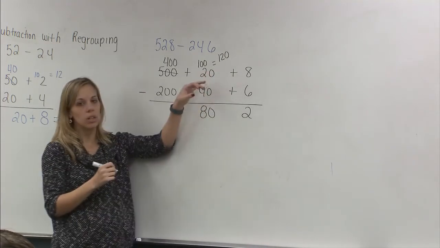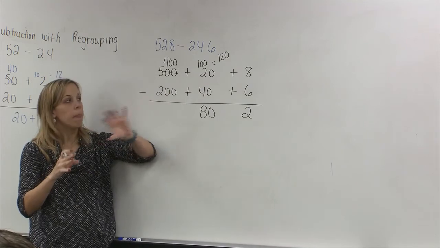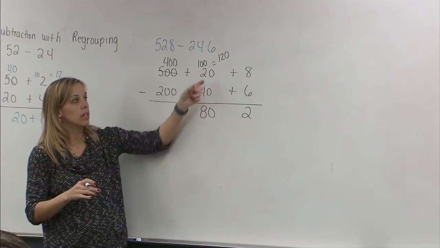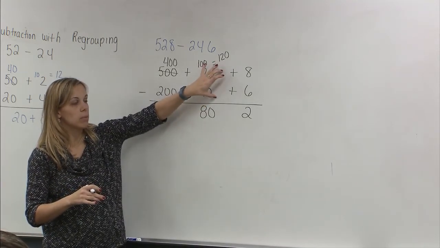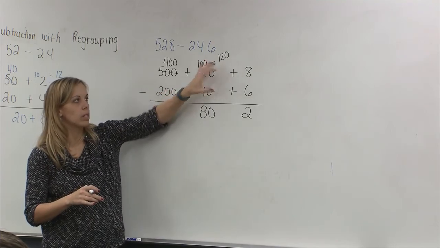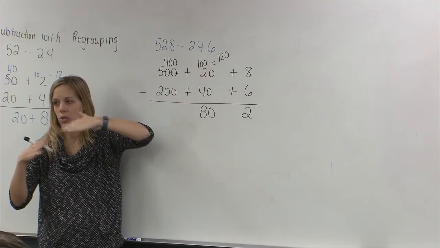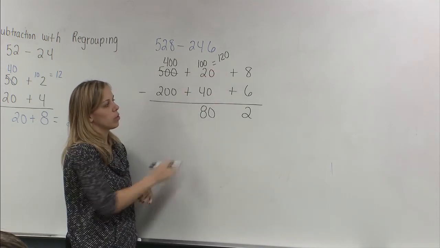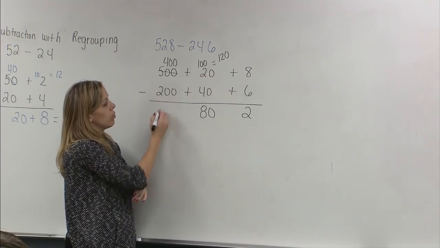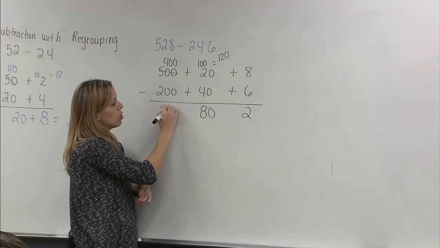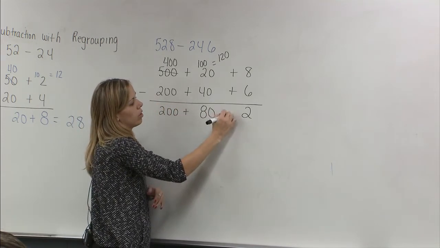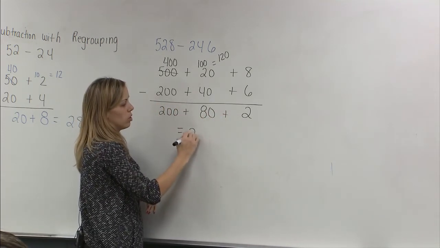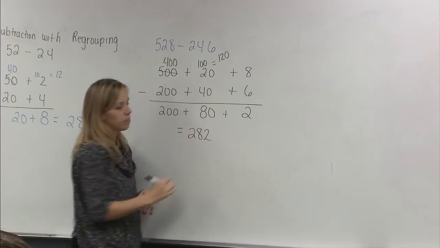And if students didn't know that, if they weren't quite proficient, they could do the same idea. They could take this problem and break it apart, but usually once they get to 3-digit subtraction, they're better at doing 120 minus 40 is 80. And then 400 minus 200 is 200, and then they're just going to add all those together to get their answer of 282.